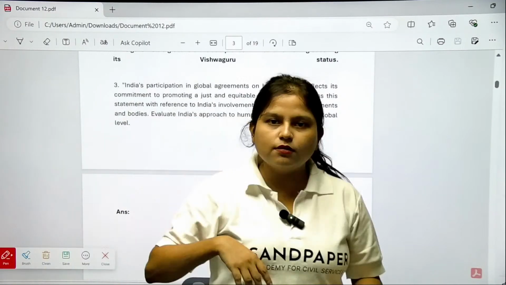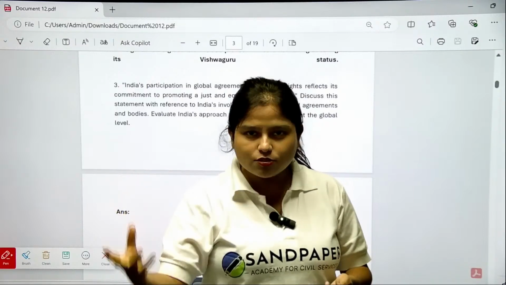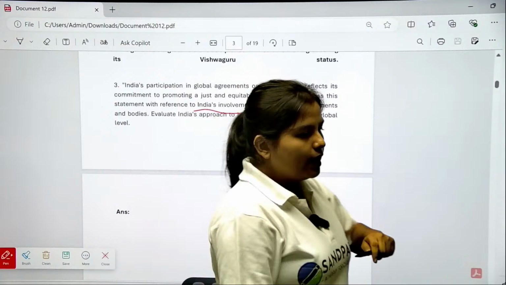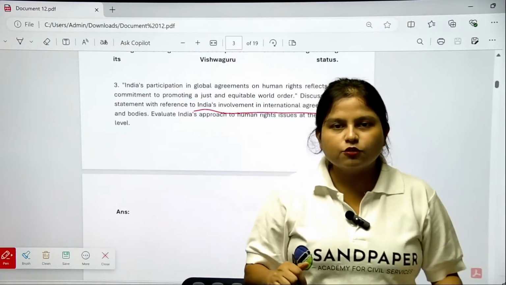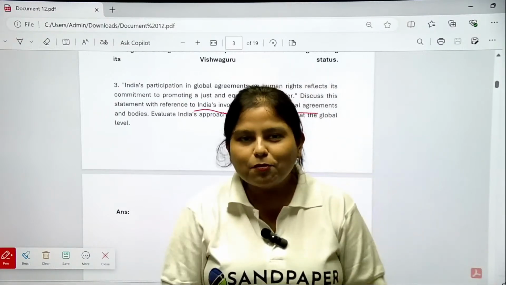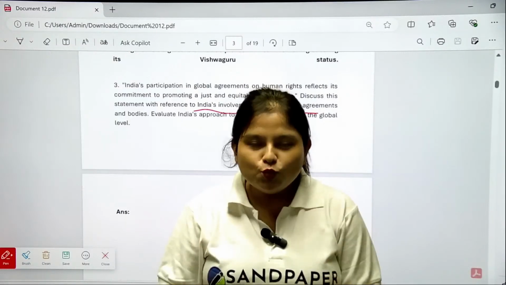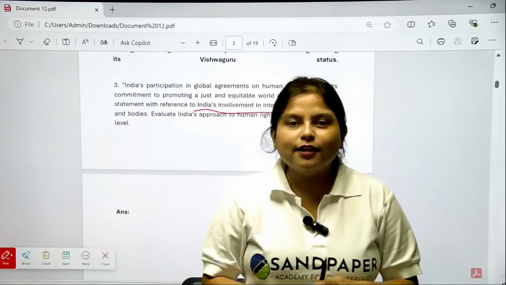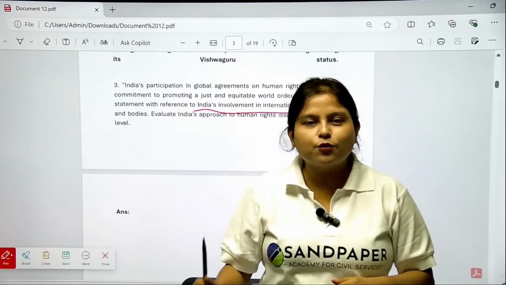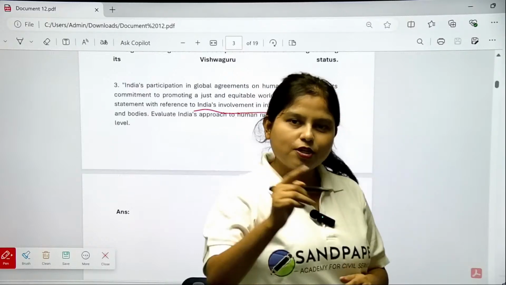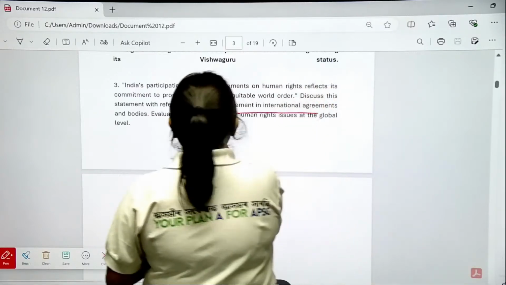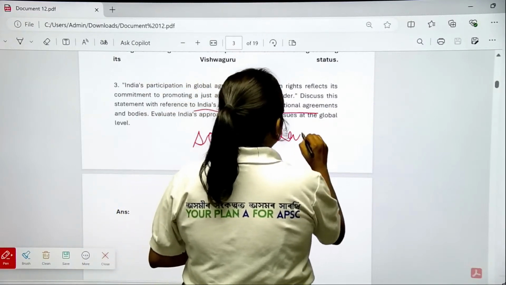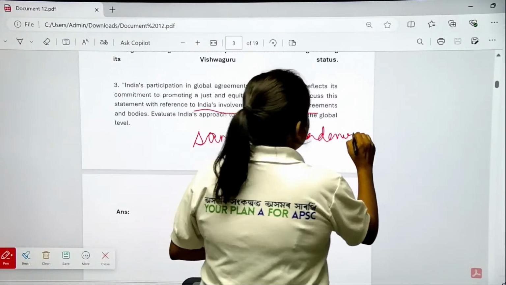Like in international relations, they asked about India's involvement in international agreements. I am asking you, when other students have written, they can write it later, but whoever is new and has not attempted the mains, I request you to write question number 3 and question number 14 and send them to SANDPAPER-Academy@gmail.com.